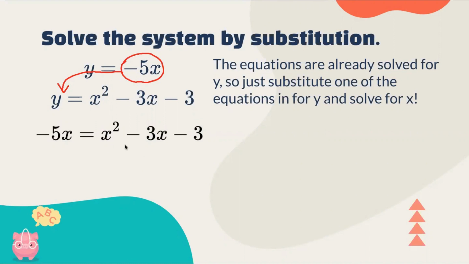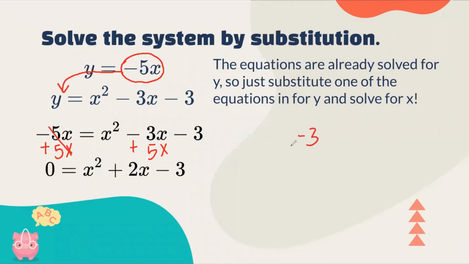Once again, since we are working with quadratic equations, we want to make sure that we are able to factor. So I'm going to go ahead and make my equation equal to 0 by adding 5x to both sides. If you do that, you would get x squared plus 2x minus 3 equals 0. And now you can go ahead and factor your quadratic equation.